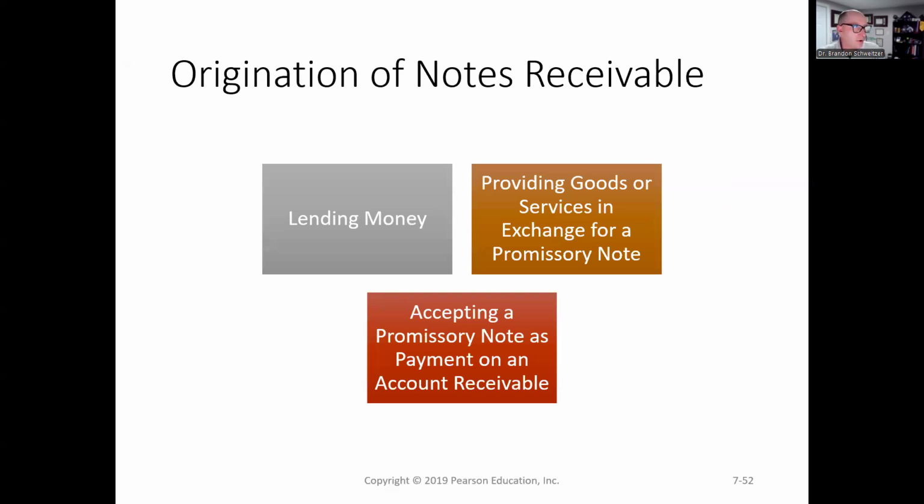So when there's an origination of a notes receivable, why does it happen? Sometimes a business will lend money to a customer or to a vendor. The company is providing goods and services in exchange for a promissory note instead of an account receivable. Or we've converted the customer's account receivable into a note receivable.